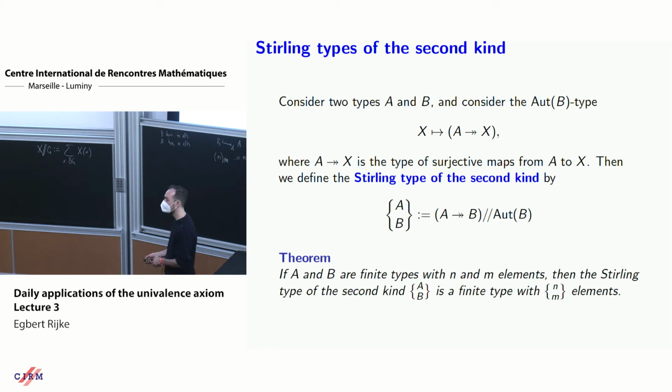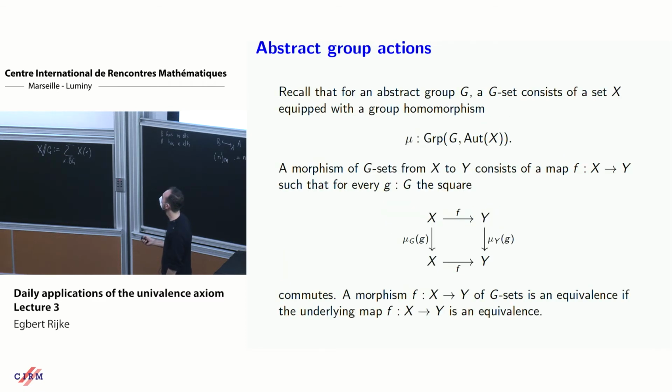So I'm not going to prove that here. I just say that there is a little issue. But if A and B are finite types, then everything is cool, and we actually get the correct number of elements. So that's the message.